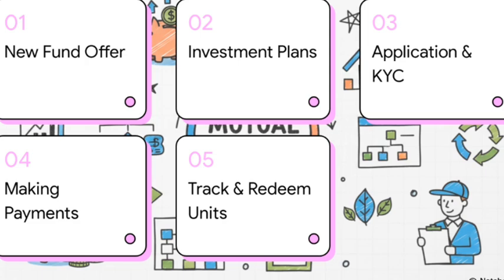Our roadmap looks like this. We'll start with the new fund offer, move right into choosing your plans, navigate that KYC paperwork, look at the payment gateways, and wrap up with tracking and redeeming your units. This is going to make all those seemingly complex operational rules incredibly accessible.